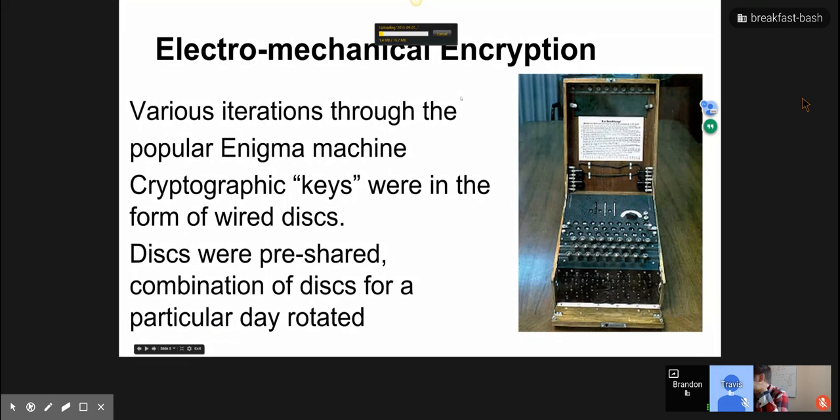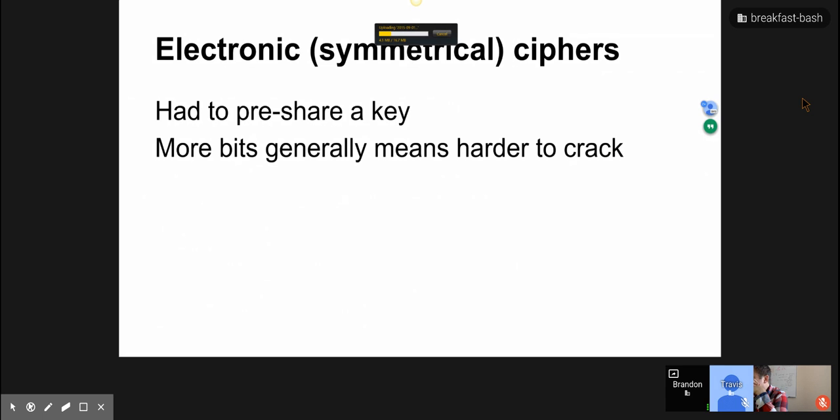So these were used in World War I, World War II, obviously. The Enigma machine is the most famous one of these, used by the Germans in World War II. The Germans thought it was unbeatable. And of course we know from the movie, I can't remember the name of the movie, how the English solved that.